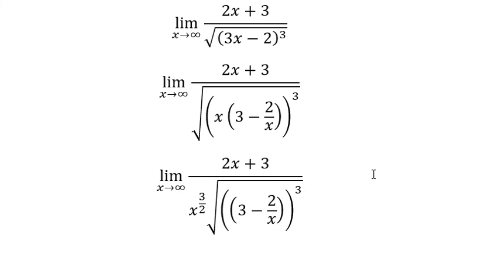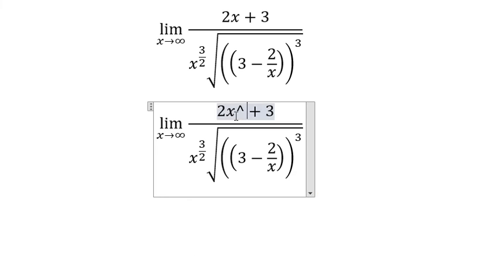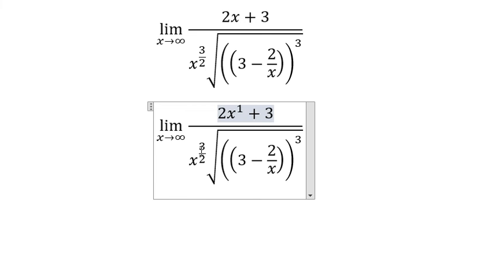Now, I will compare. This one is about x to the power of number 1. This one is about 3 over 2. So we need to divide by x to the power of 3 over 2 on numerator and denominator.